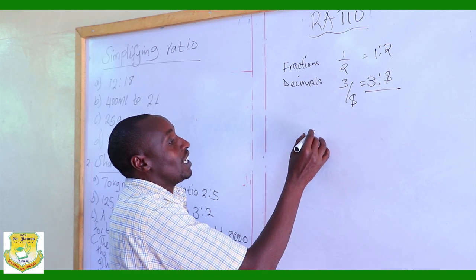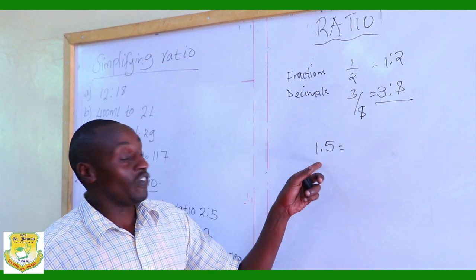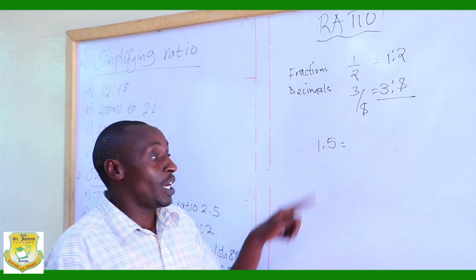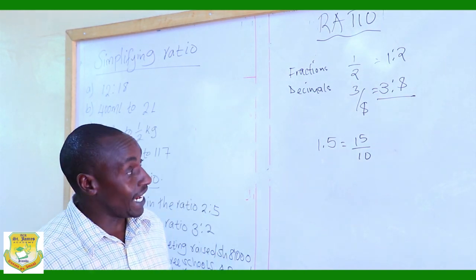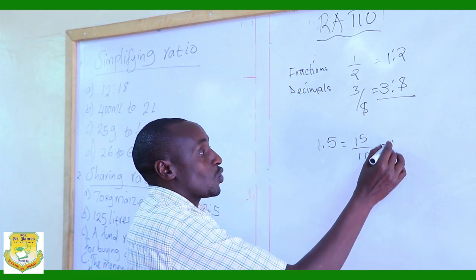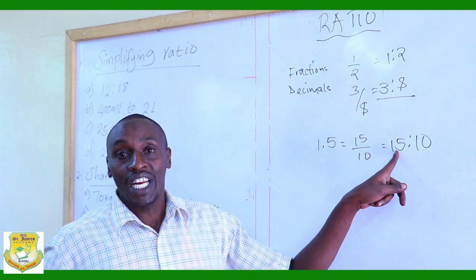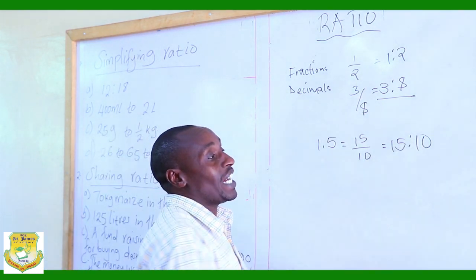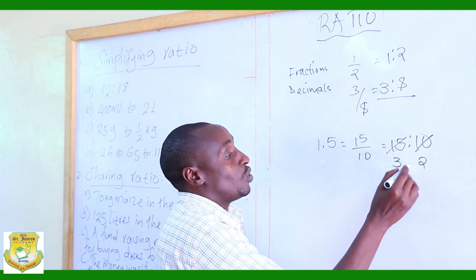We can also be told to convert decimals to ratio. For example, you are given 1.5. First of all, we change this as a fraction. We get 15/10. Then from there, the numerator becomes the first number. So it is 15:10. In ratio, we write in the simplest form and we don't write the units. So we cannot leave our sum that way. We simplify. By 5, we get 3. By 5, we get 2.